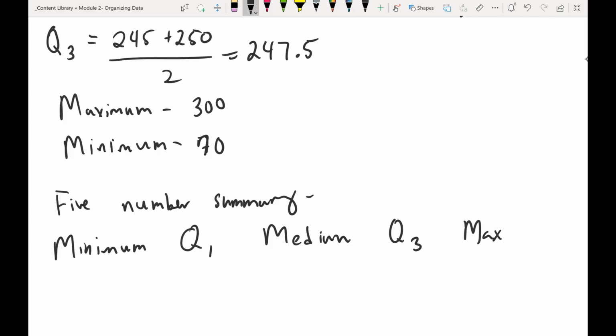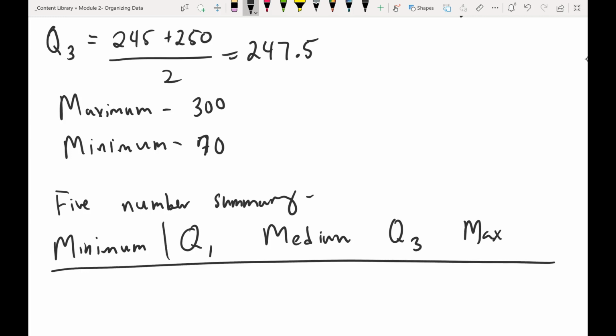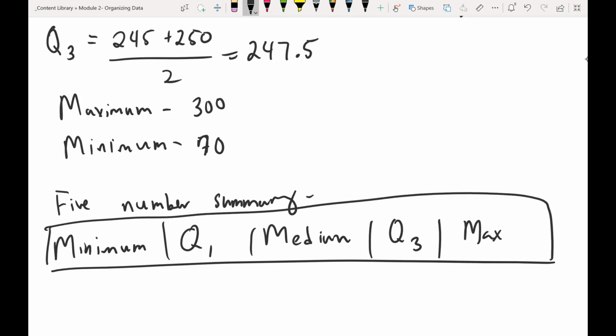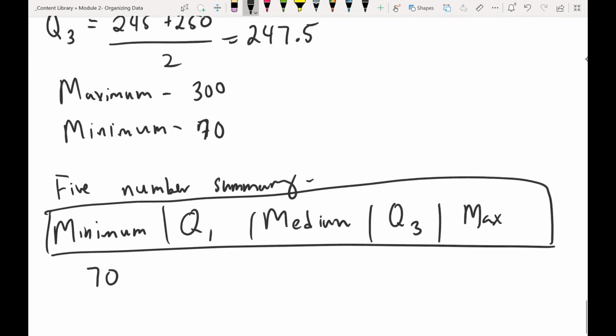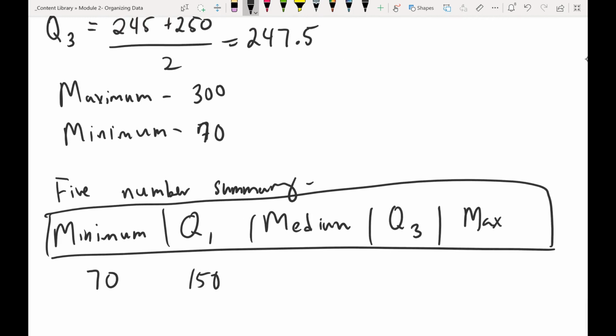And there it is. For this particular data set, for bowling team 1, the minimum was 70, Q1 was 150, the median was 200, Q3 was 247.5, and the max was 300. And that's your 5-number summary.